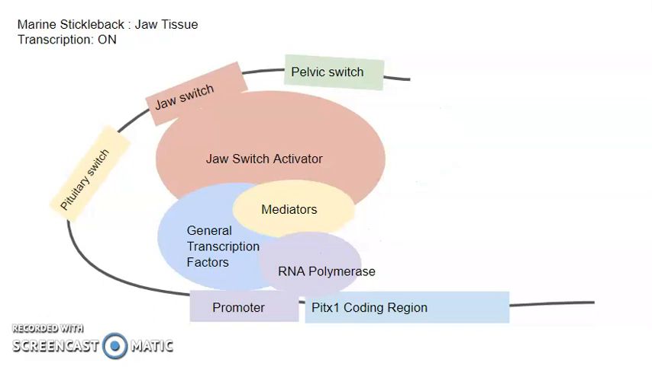This next model is of the marine stickleback jaw tissue. This model is similar to the first one with the pelvic switch. However, this one shows the jaw switch connected to the jaw activator. This then allows for the jaw tissues to be expressed.